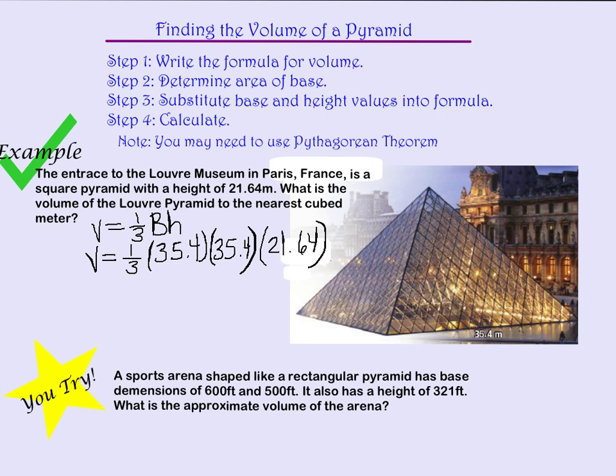So plugging this into our calculator, calculating it out, we get 9,039.4608. But if it wants us to round to the nearest cubed meter, then our answer for volume is approximately 9,039 meters cubed. Alright, your problem's below. You want to use the same volume formula, and here's your steps to solving.